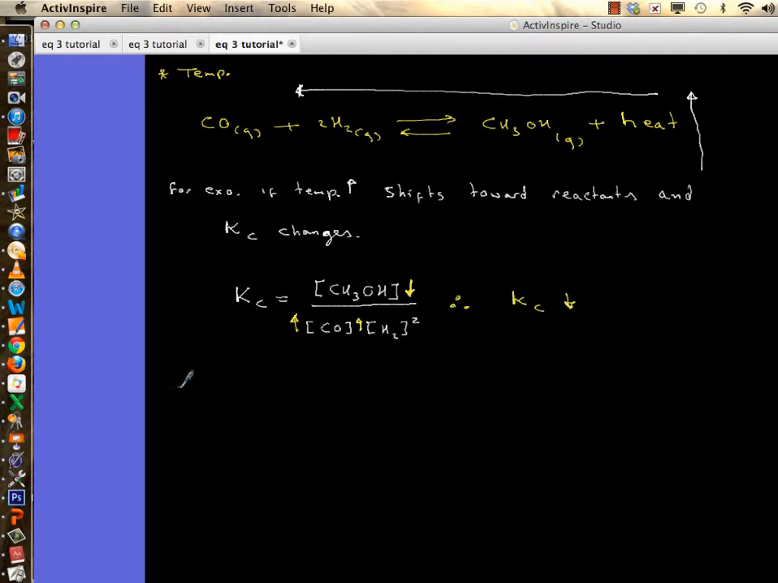So what happens, the reverse, for an endothermic reaction? Many of you like to memorize, I know that. So for endothermic, if temperature increases, you shift towards product, and Kc increases.